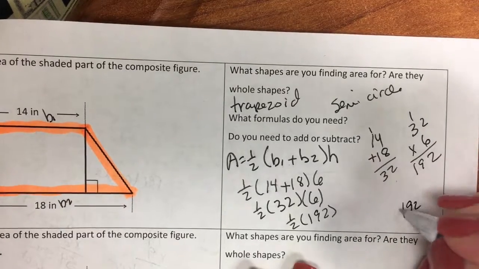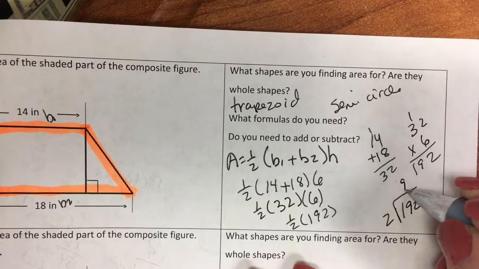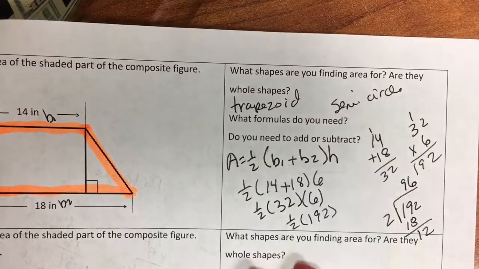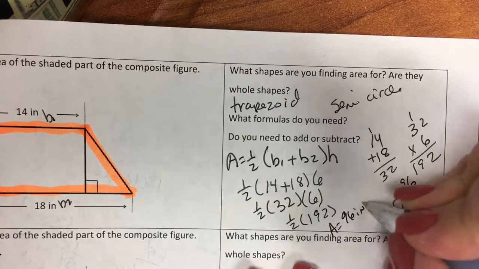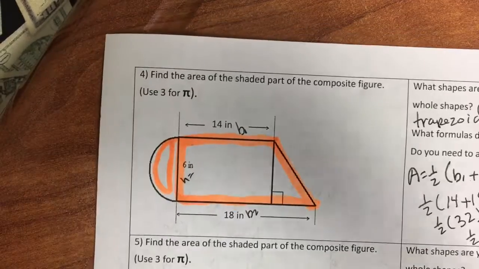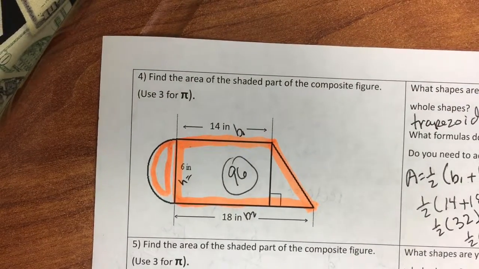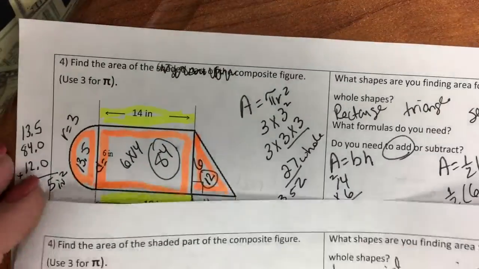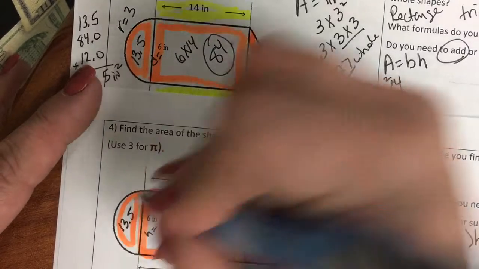So I have 1/2 of 192. So I'm going to divide 192 in half. 2 goes into 19 9 times. And 2 goes into 12 6 times. So the area of my trapezoid is 96 inches squared. Okay, so this part here is 96. Okay, we already did the semicircle last time. We got 13.5, so I'm not going to redo that part.